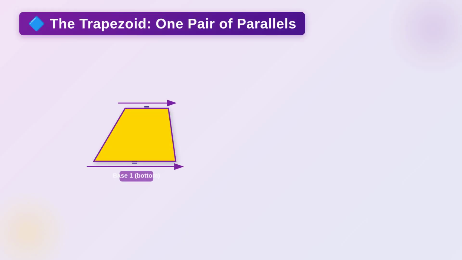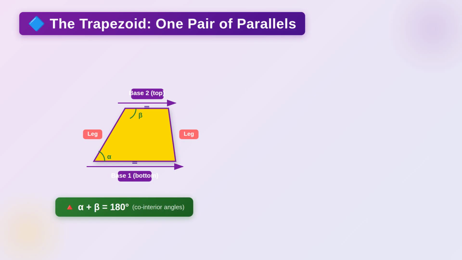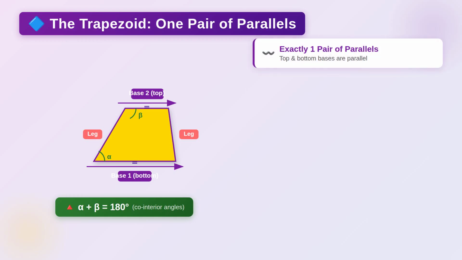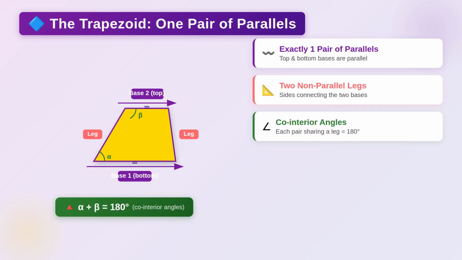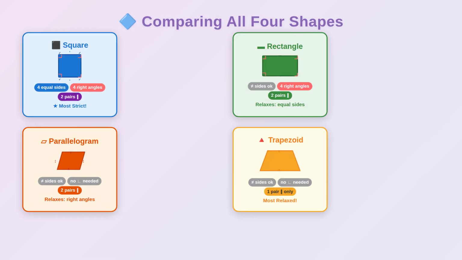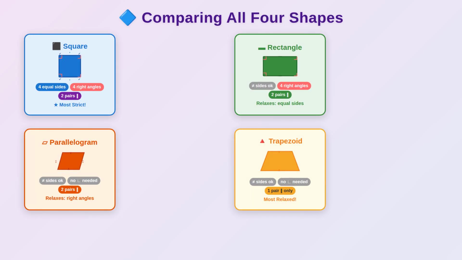The last shape on Maya's worksheet is the trapezoid, and this one plays by different rules. A trapezoid has exactly 1 pair of parallel sides. We call those parallel sides the bases, the top base and the bottom base. The other 2 sides that aren't parallel, those are called the legs. Here's a neat angle rule. The 2 angles that share the same leg, called co-interior angles, always add up to 180 degrees. Maya thinks of it like the trapezoid is a shape that's still growing up. It only has half the parallel sides of a parallelogram.